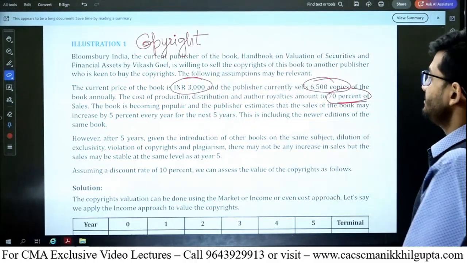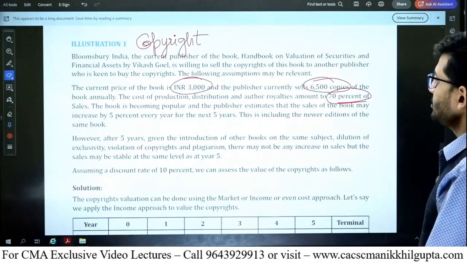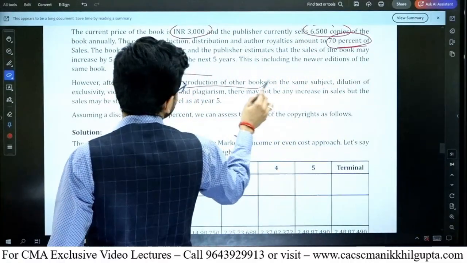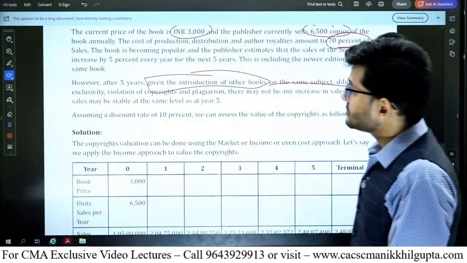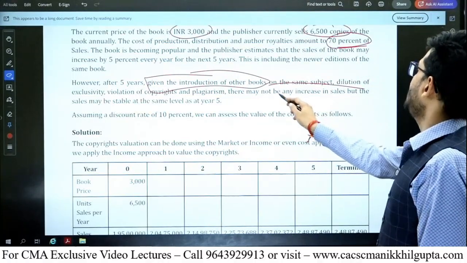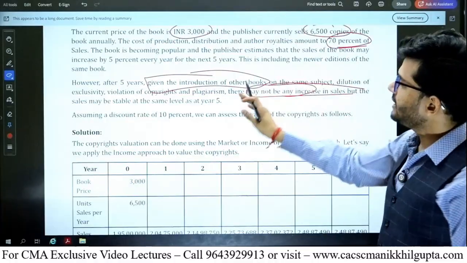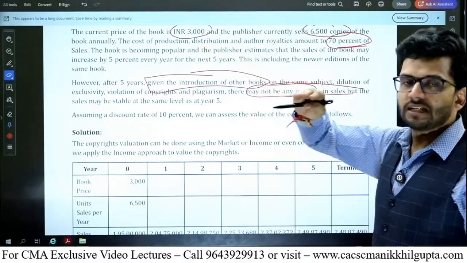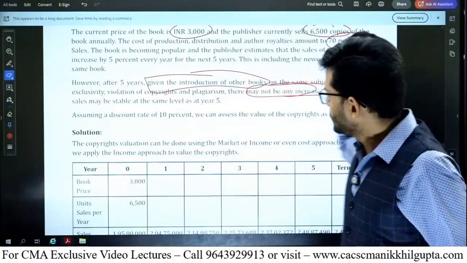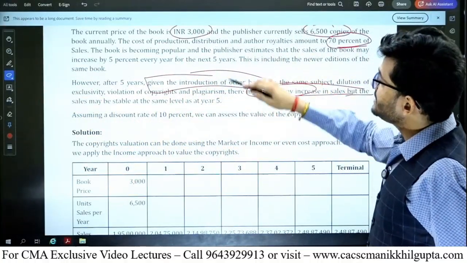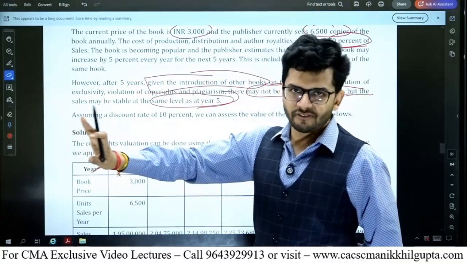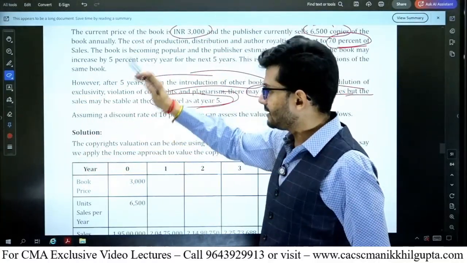So the increase will be 5% every year. This is including the newer edition of the same book. However, after 5 years, given the introduction of other books on the same subject, dilution of exclusivity, violation of copyrights and plagiarism, there may not be any increase in the sales. So sales will become constant after 5 years. No increase in growth. But the sales may be stable at the same level as at 5 years. The growth will not be there.